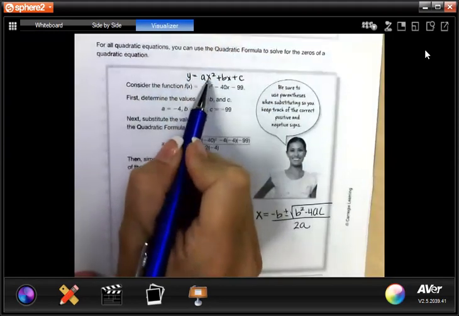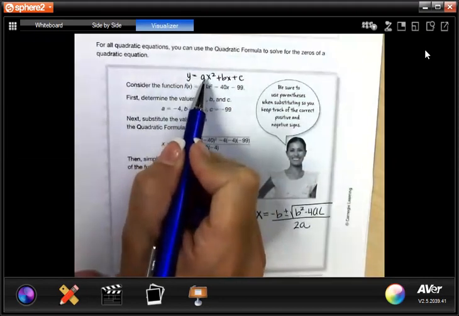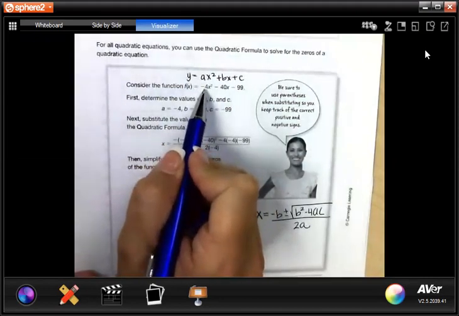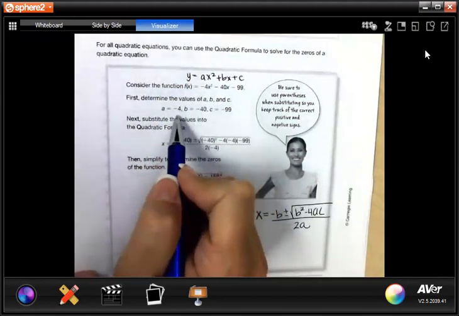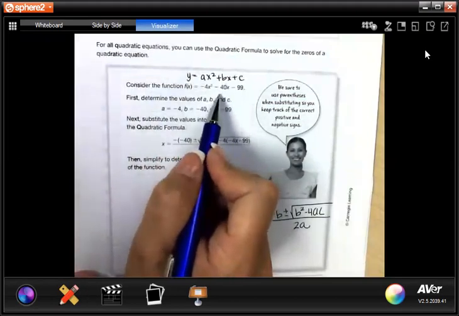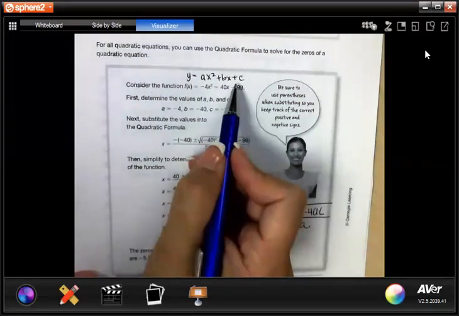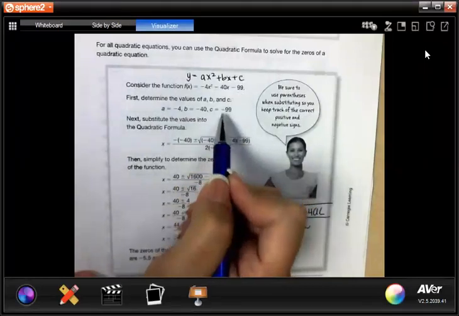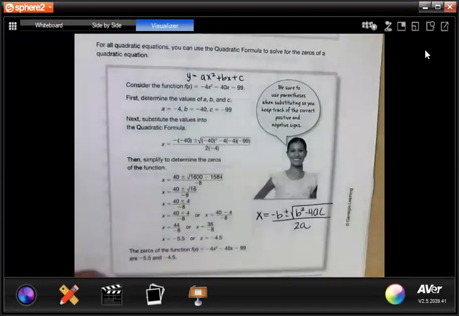The a value is the coefficient of x squared. So negative 4 would be our a value here. The b value is the coefficient of x. So that's negative 40 there. And the c value is the constant at the end there, so that is negative 99.